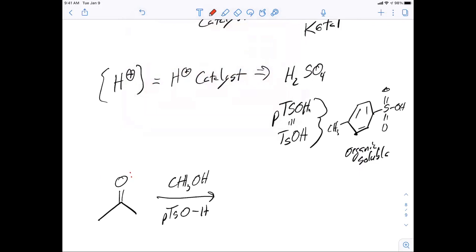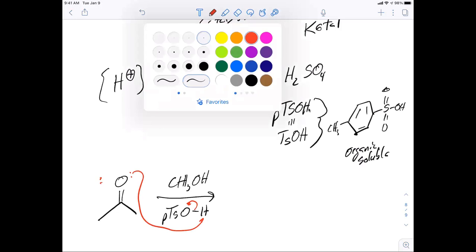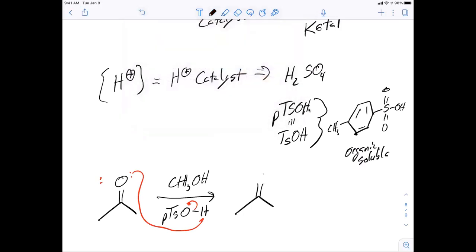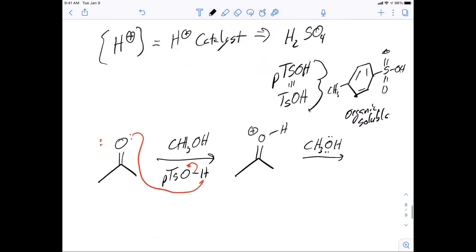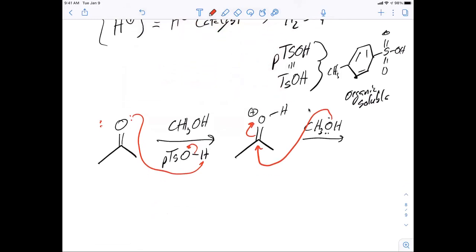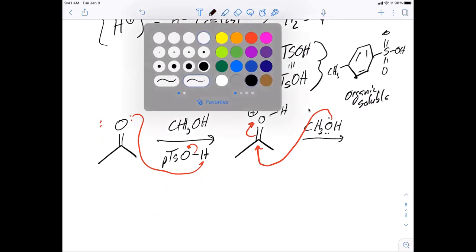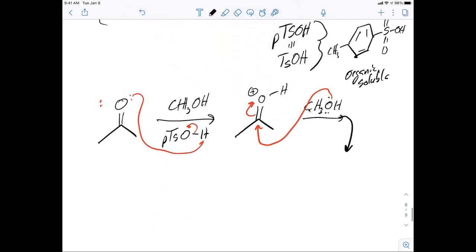Since we're using an acid catalyst, the first step is the protonation, right? So we're going to activate this. Once we have that activated, now we can have the alcohol attack the carbonyl. So we get a proton transfer followed by nucleophilic attack. Turn the corner here.